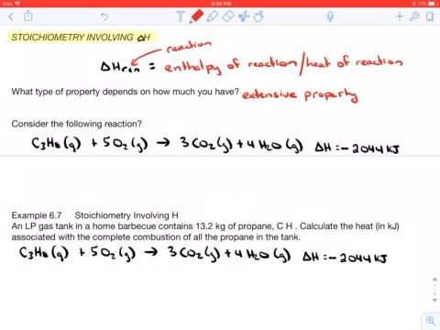So below we have a reaction, and in that reaction we have something new that we've maybe never seen before: this delta H is negative 2044 kilojoules. And what that means is when I burn 1 mole of propane, C3H8, I get that many kilojoules of energy. So when I burn 2 moles of propane, I would get exactly, right, twice that much energy.